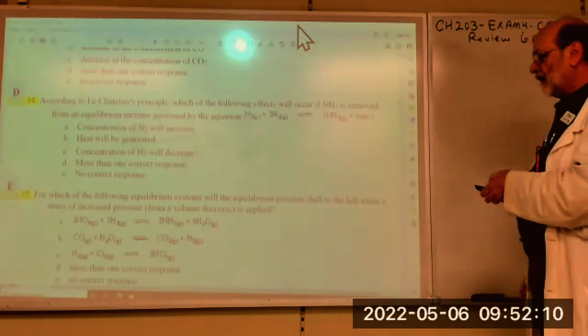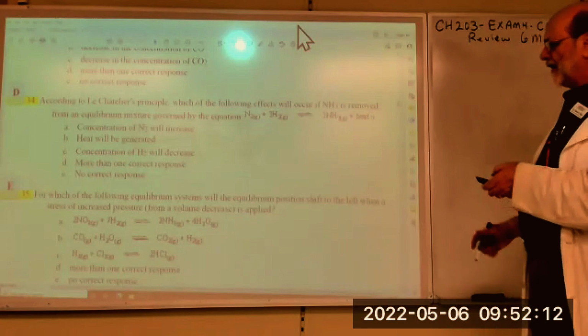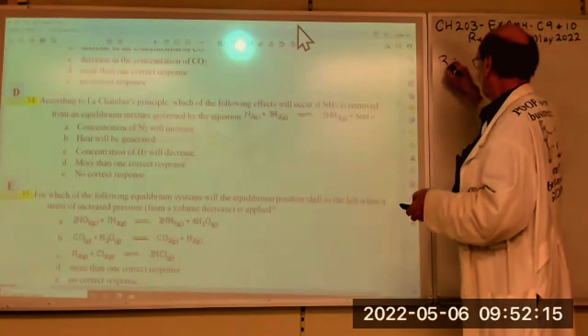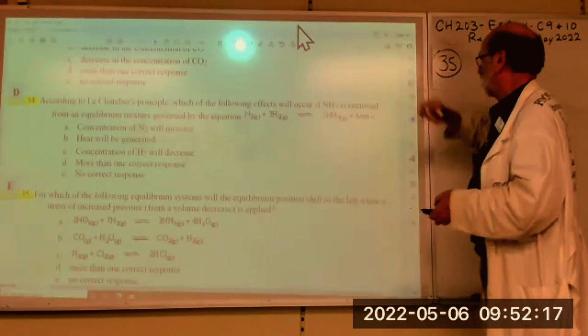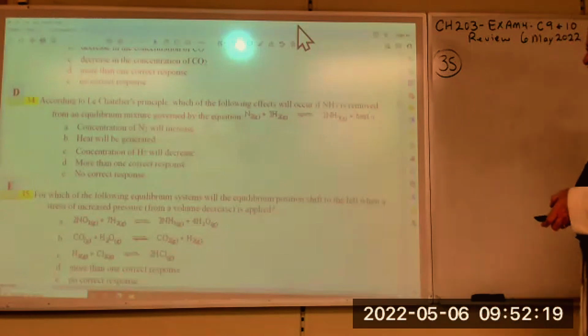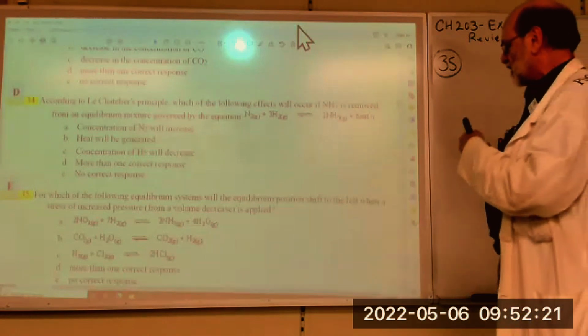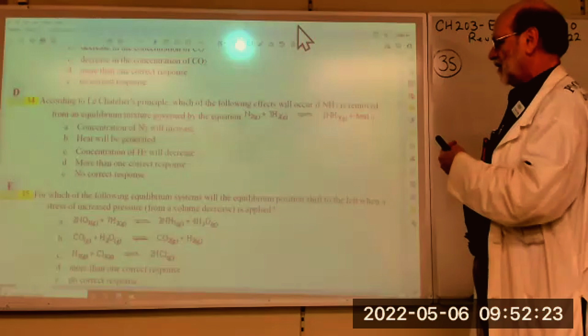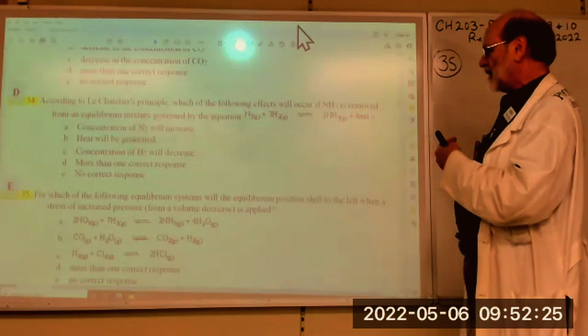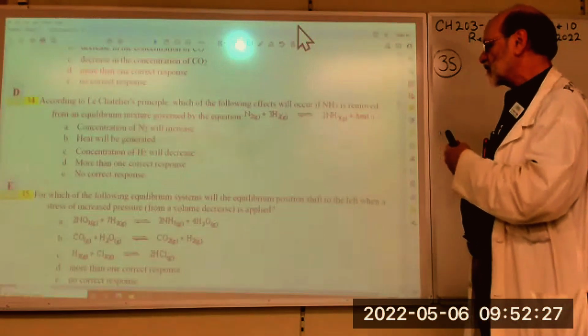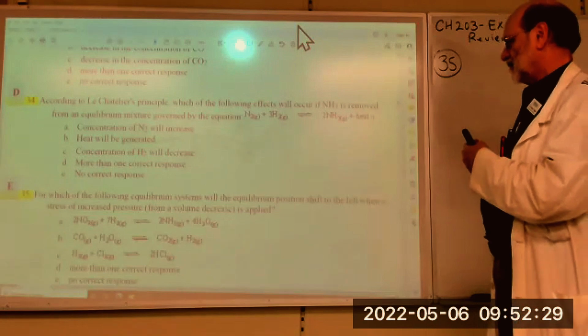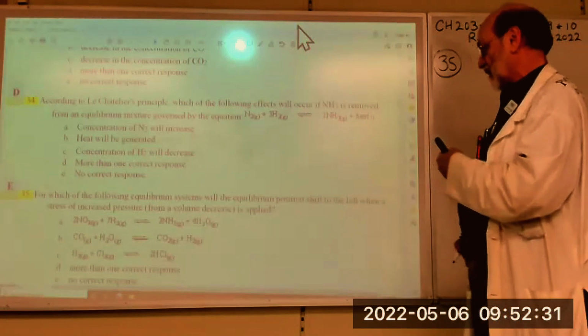Okay. How about 35? I forgot to write the number again. 35. For which of the following equilibrium systems will the equilibrium position shift to the left when a stress of increased pressure or a decrease in volume is applied?